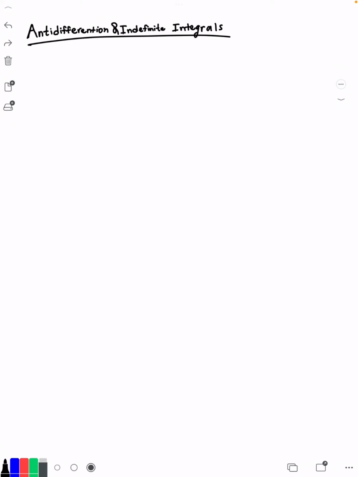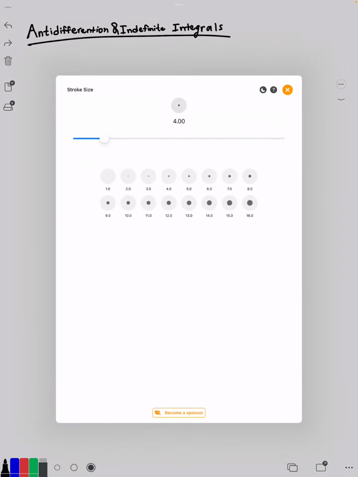Hello, today we're going to talk about anti-differentiation and indefinite integrals. So basically what it means is we're going to do the exact opposite of differentiation. We're going to do reverse differentiation. Now let's look at an example and maybe we'll be able to understand better.